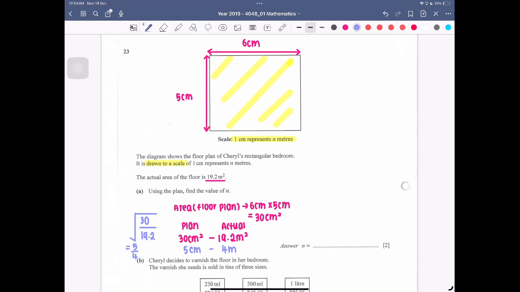So 5 cm represents 4 meters, and we want to go to 1 cm. If 5 cm represents 4 meters, then for 1 cm I need to divide by 5. So I will get 4 over 5 meters. So 4 over 5 meters can be your answer in fraction form, or in decimal form, it will be 0.8.